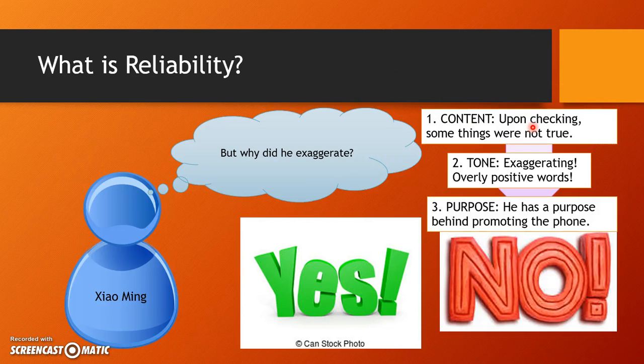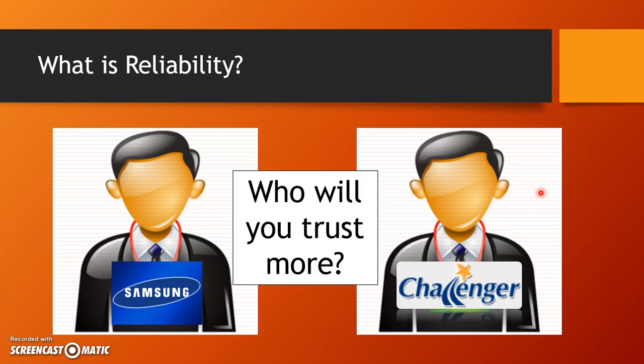So, basically, I will not trust him entirely because he has a purpose behind promoting the phone. He wants to earn his commission. That could be his purpose, and because of that, I will not trust him entirely. I will check with somebody else, like the challenger person. On top of that, who will I trust more? Miss So will trust the challenger person more.